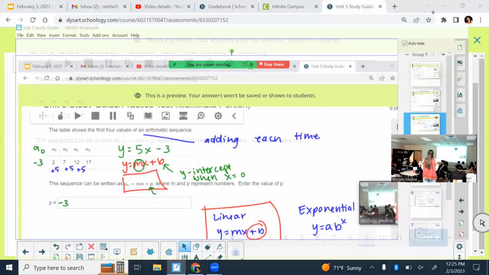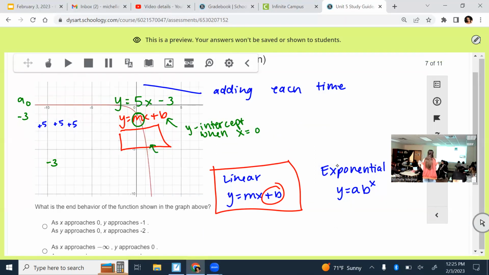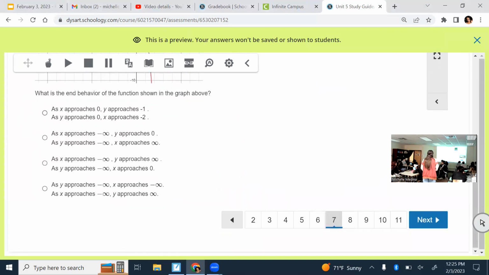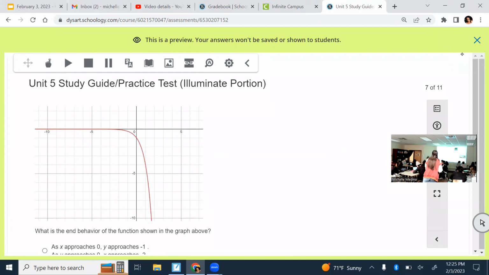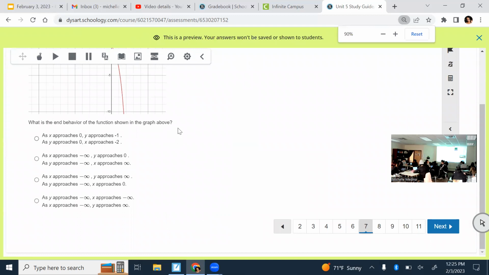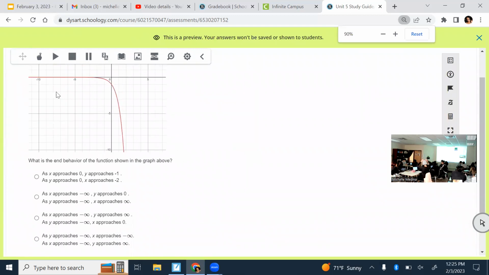Number 7 on the study guide. Yes. Okay, yeah, this one has some funky language in it and behavior. I still think you could have figured it out, but let's see. Either way, you'll learn and then you can do it on your test. So here's the given graph. You pick the correct end behavior, so like where it ends.